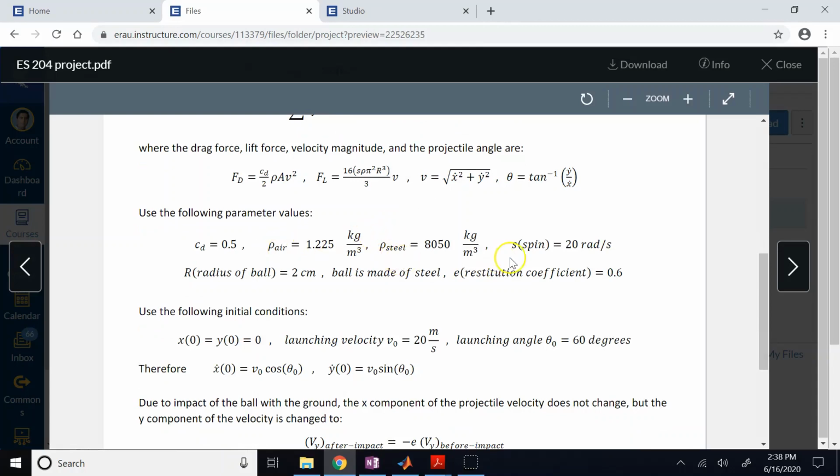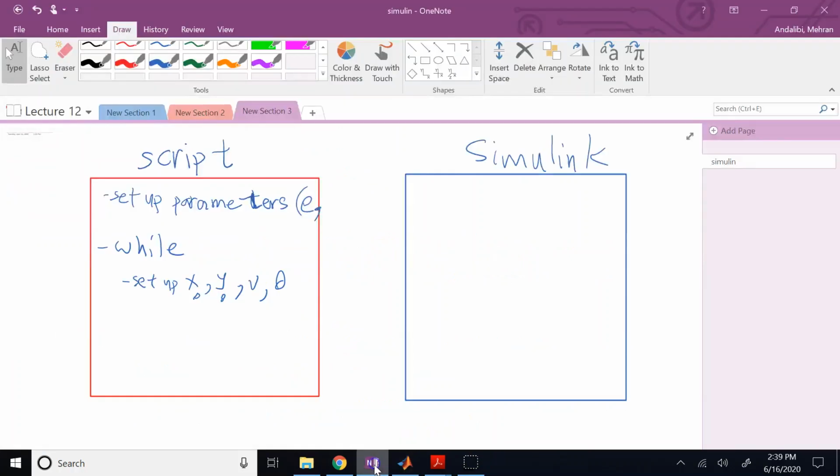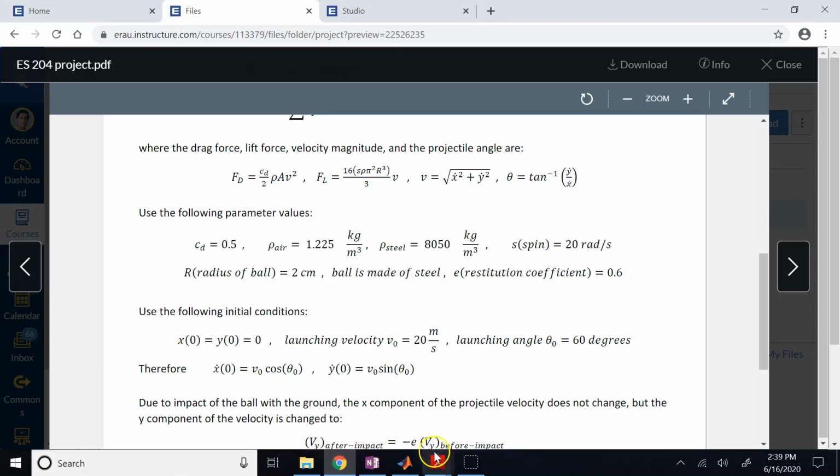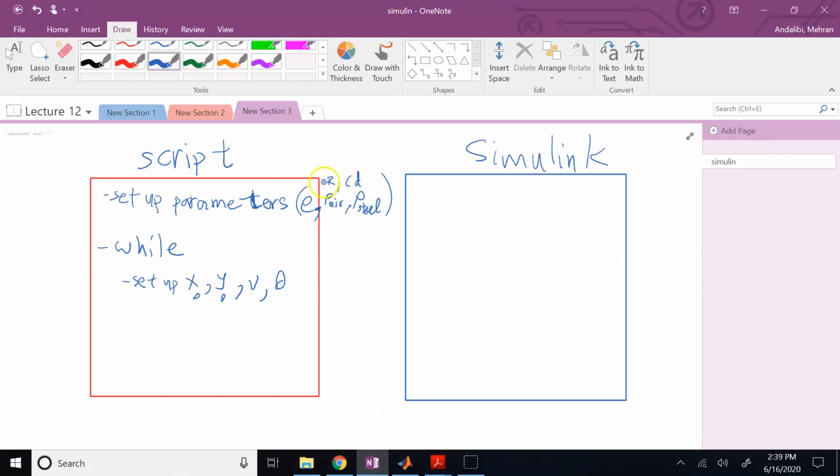And you need a bunch of parameters. So the parameters, again, in our problem are going to be R, E, S, rho steel, rho air, and CD. So if I want to write them for you here, it's E, right? Then you have radius, then you have CD, then you have rho air, then you have rho of steel, correct? And what else? Spin. So you set up these 6 parameters and assume that they are not going to change during the simulation.